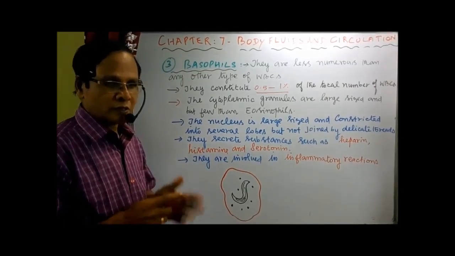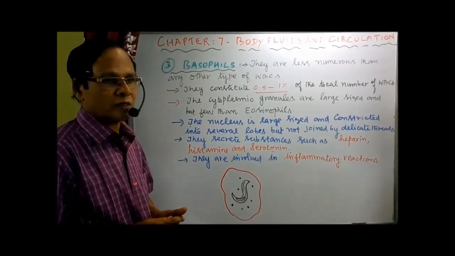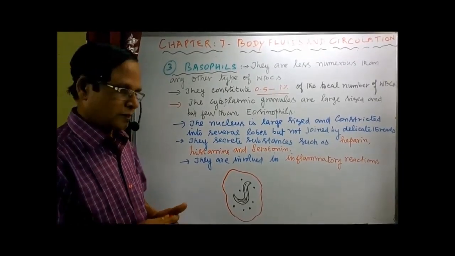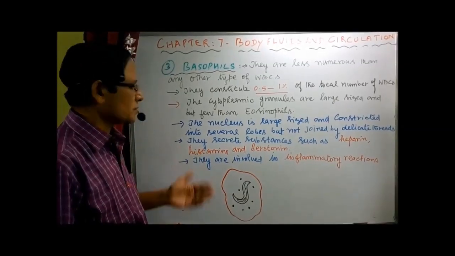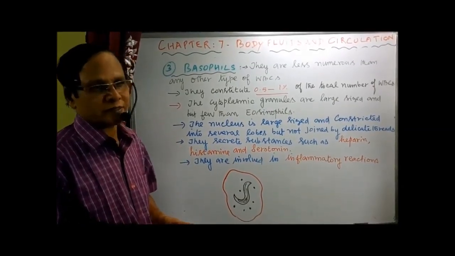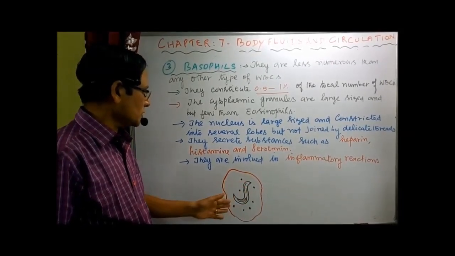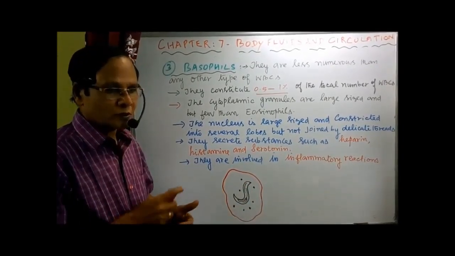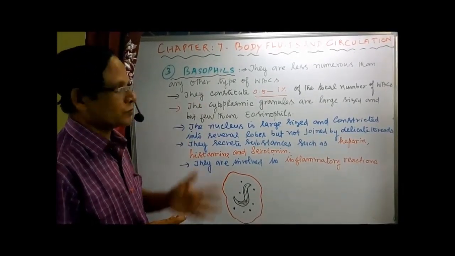The inflammatory response is created mainly by histamine along with other chemical alarm signals, such as serotonin, etc. Prostaglandins also. So this is about the structure. We have a bilobed nucleus, more or less sigmoid or S shaped. Okay, that's about the basophils.